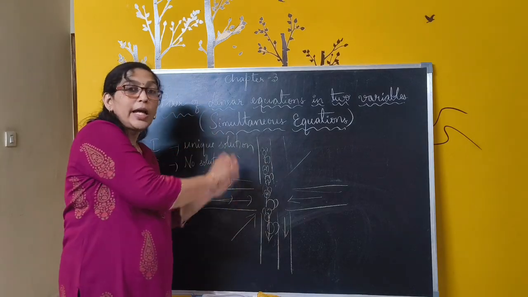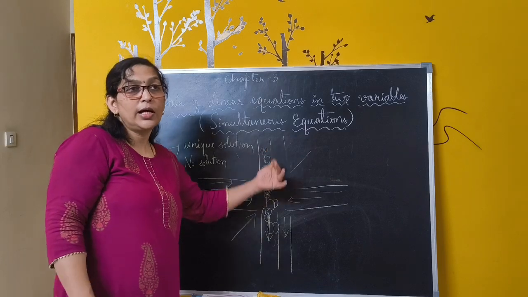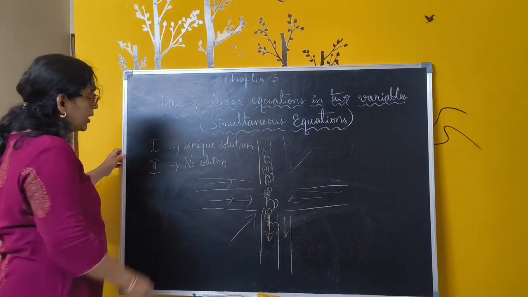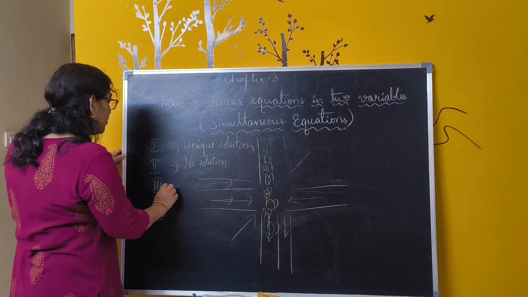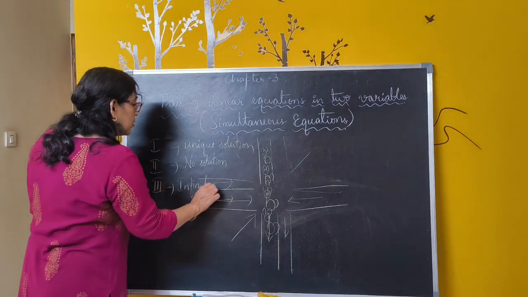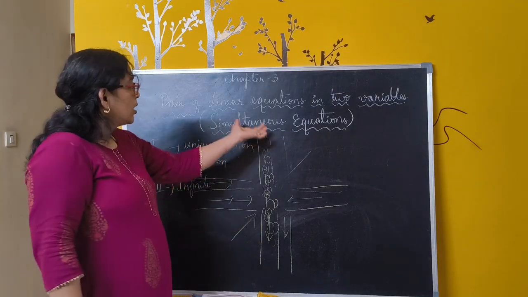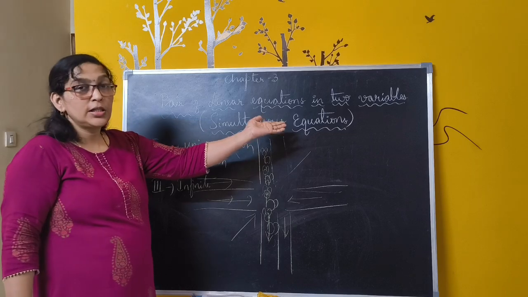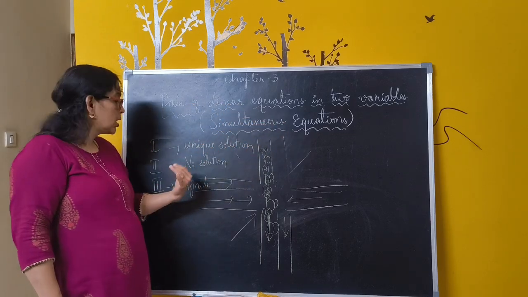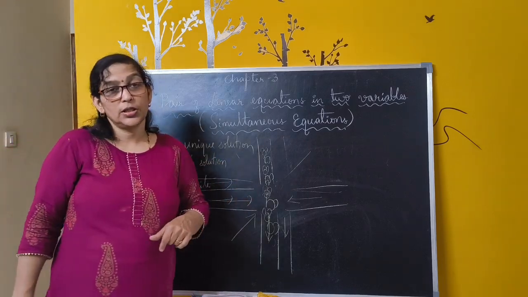When they reach the end of the road, there may be an infinite number of points where they can meet. So this is the third case: infinite number of solutions. So simultaneous equations, or a pair of linear equations, may have either a unique solution, or no solution, or an infinite number of solutions.